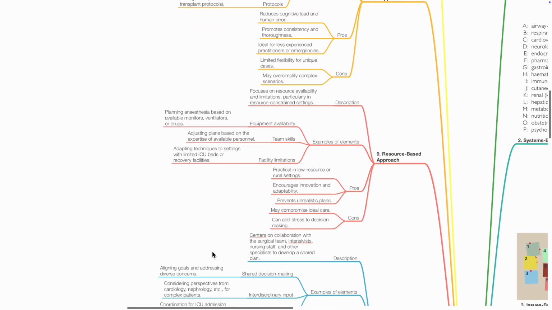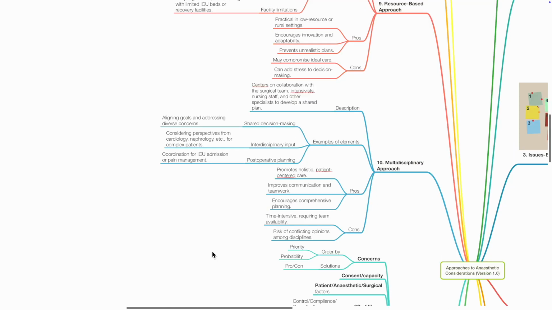The next approach is resource-based approach. This focuses on resource availability and limitations, particularly in resource-constrained settings. Example of elements includes planning based on equipment availability, team skills, and facility limitations. Pros includes practical in low-resource or rural settings. It encourages innovation and adaptability, and prevents unrealistic plans. Cons includes this may compromise ideal care and can add stress to decision-making.